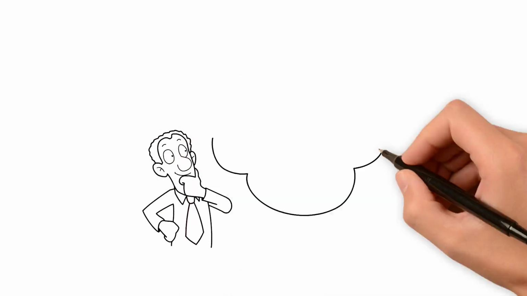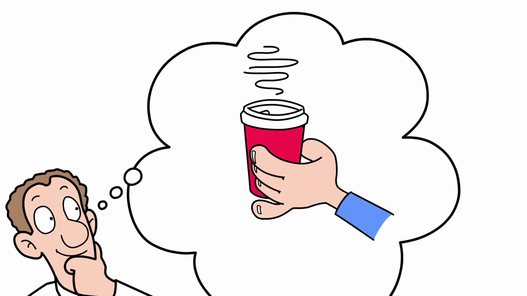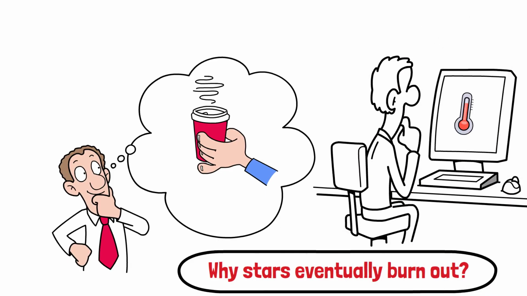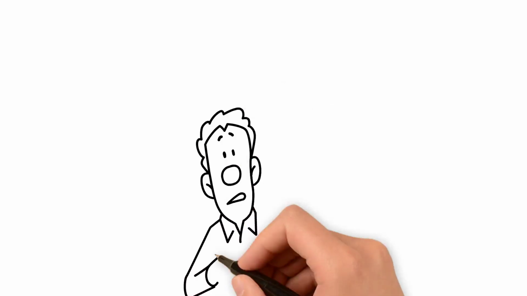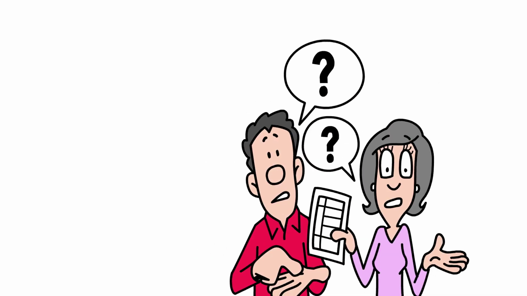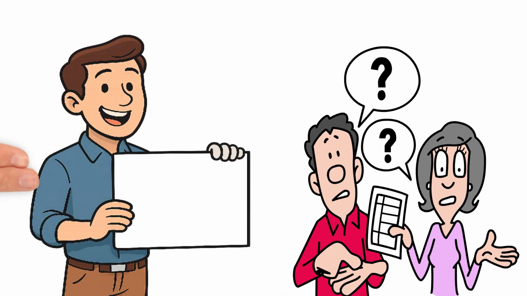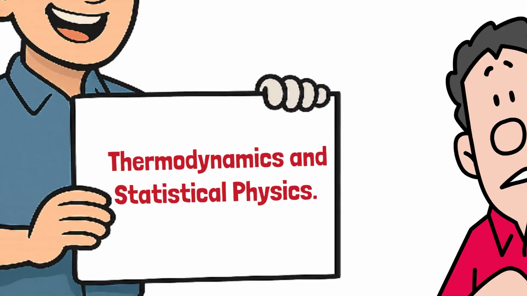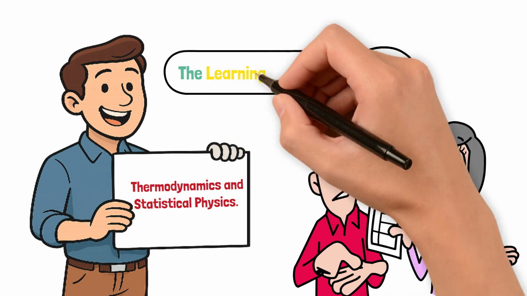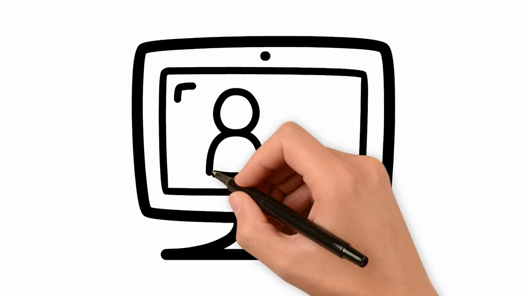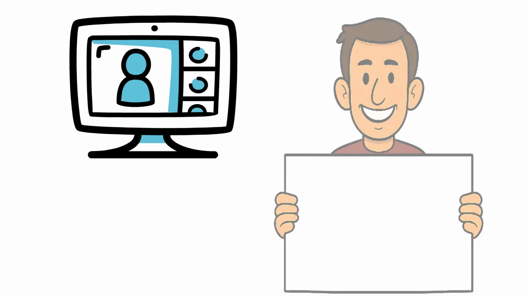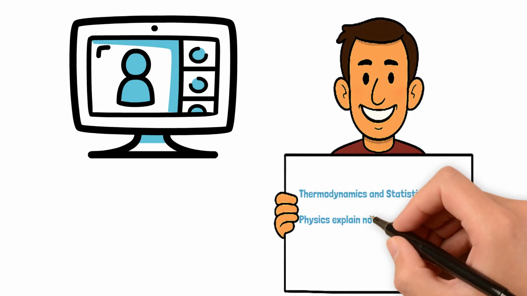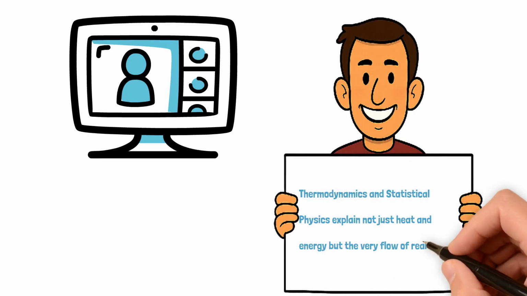Have you ever wondered why a hot coffee cools down, why stars eventually burn out, or why your computer heats up when processing data? Behind all of these questions lies one of the most powerful and universal frameworks in science, thermodynamics and statistical physics. Welcome to the Learning Studio, and in today's episode from our physics playlist, we'll explore how thermodynamics and statistical physics explain not just heat and energy, but the very flow of reality itself.